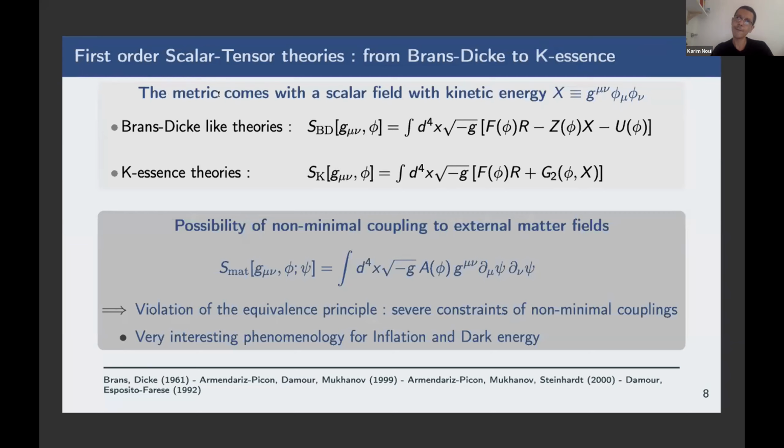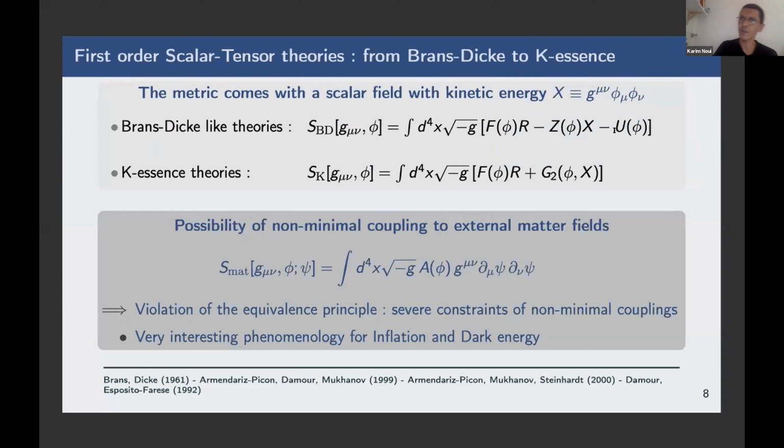So indeed, very quickly, in the 60s, Brans and Dicke introduced scalar tensor theories, which consist in theories where the action depends on the metric and on the scalar field. And the Lagrangian takes this form here. So here you recognize the Ricci scalar. You have a function of the scalar field. You have X, which is the kinetic energy of the field, and an eventual potential of the field like this.